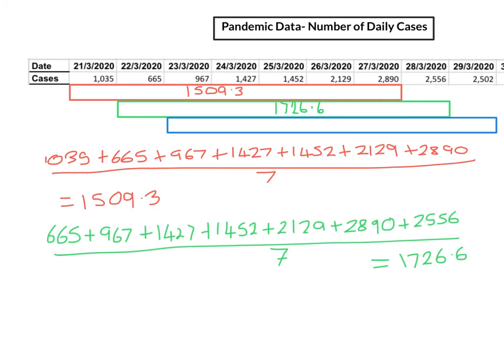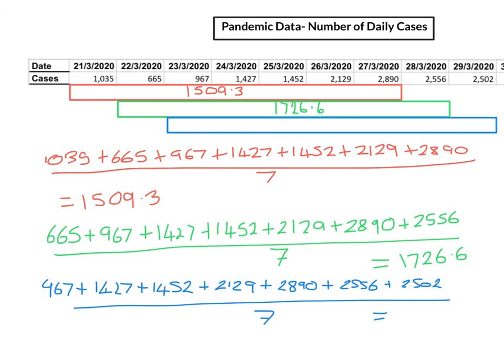And then I do it for the next 7. So we're going to have 967, this one, this one, this one, this one, this one, this one, add them all together, divide by how many there are again. And my answer for this one is 1989.